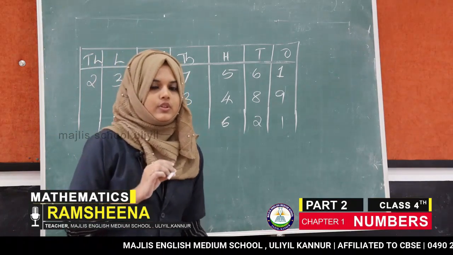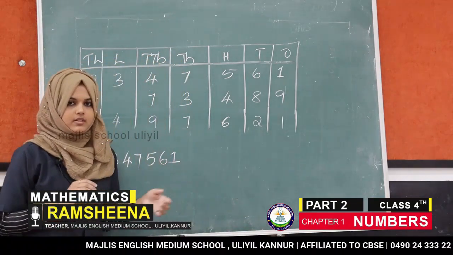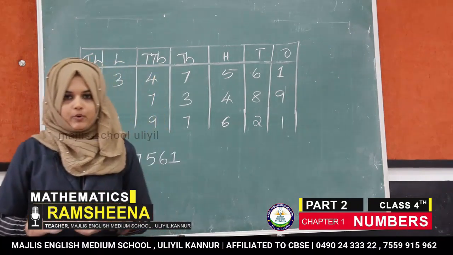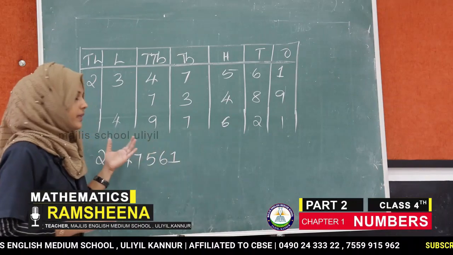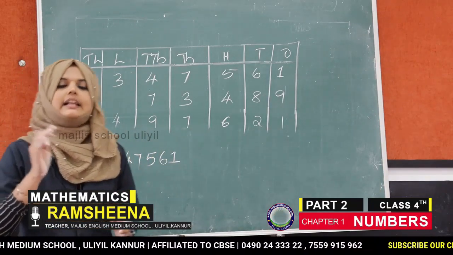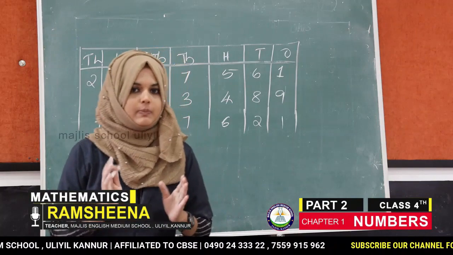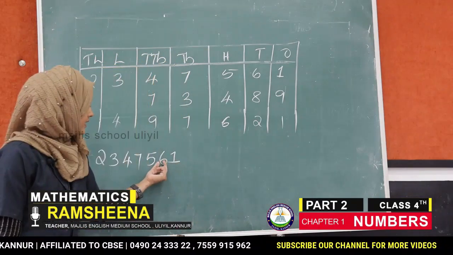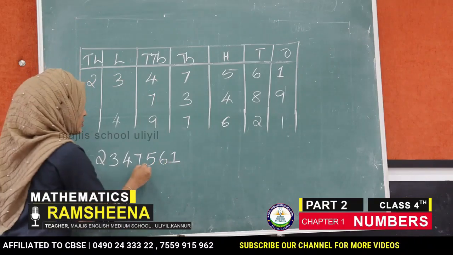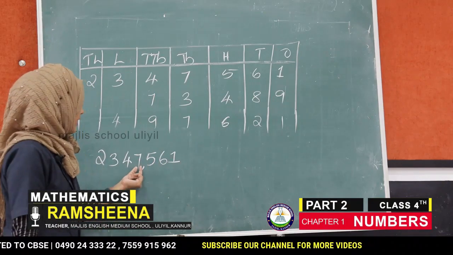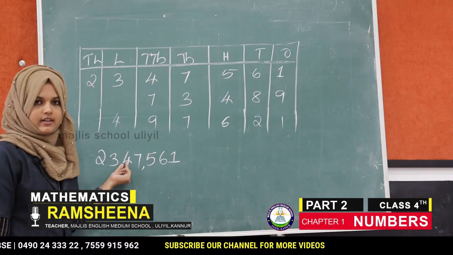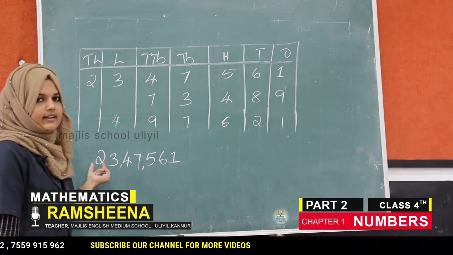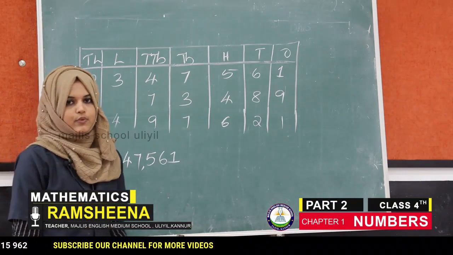Then how to separate this number using commas? We put commas between the ones period, thousands period and lakhs period. Ones, tens, hundreds: this is the ones period. Then put a comma. Then 1000 and 10,000: this is the thousands period. Put a comma. Then lakh and 10 lakh. Okay. All of you understood?